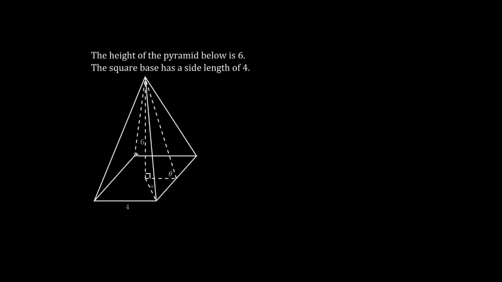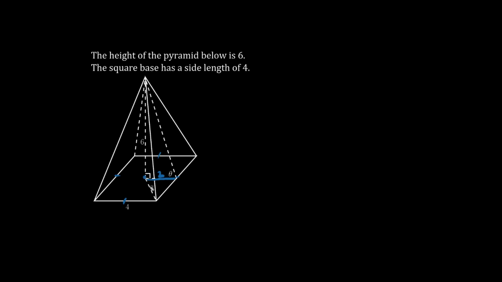The height of the pyramid below is 6. This here is the center of the square bottom, and the perpendicular height is 6. The square base has a side length of 4. So all the way across, we have 4 here. And so halfway across, half of 4 is 2. So the bottom of this part here is 2.